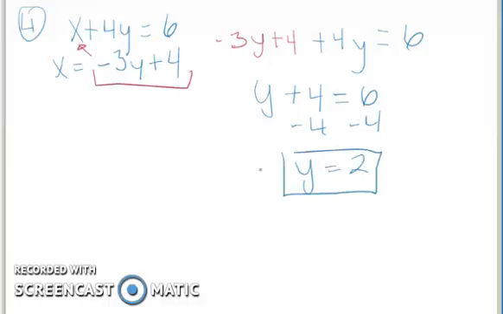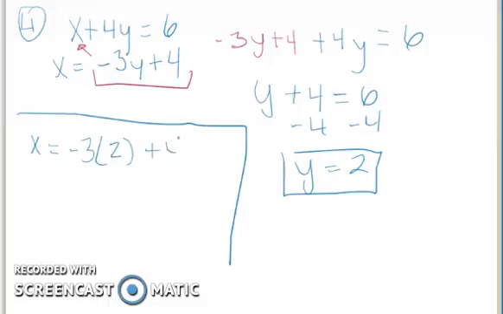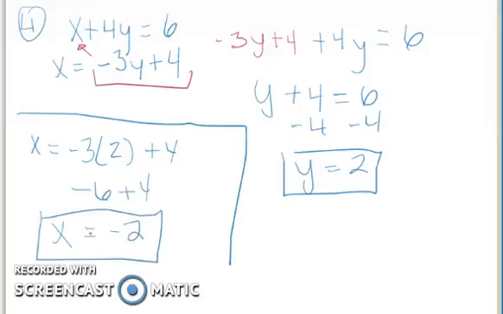We have to find both answers, so we take 2 and plug it back into one of the original equations. I'm going to choose the one that's already solved for x. So I get x equals -3, but instead of y, we plug in 2. It's going to be -6 plus 4, so x is going to equal -2. And that's my answer. If I want to write it as an ordered pair, it would be -2, 2.